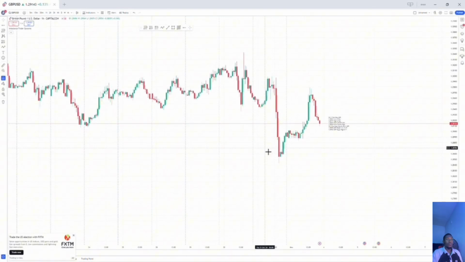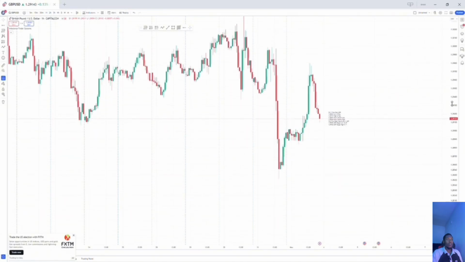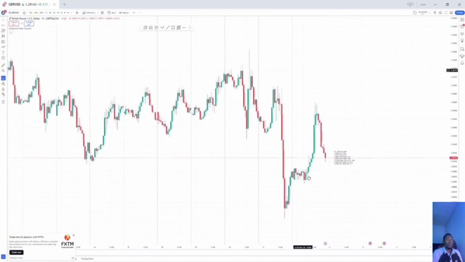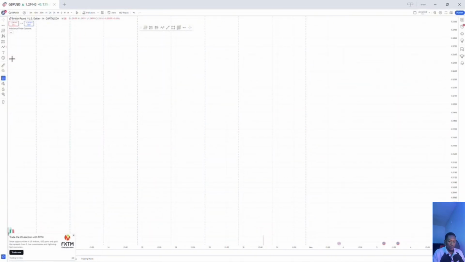So moving over to the charts, first of all, we want to see three qualities of a fair value gap. The first quality, let me write it down. The first quality of a fair value gap is a three-dimensional order flow. We want to see a three-dimensional order flow.